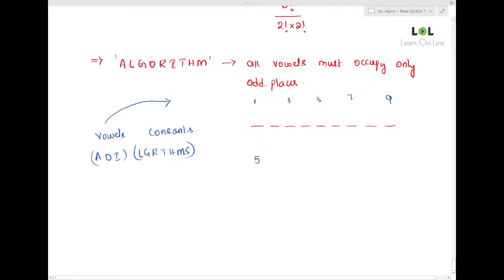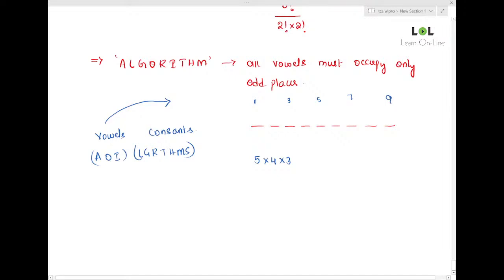When the second vowel goes inside, still there will be 4 places. It can take any of the places: it can be in the first position, third, fifth, seventh, or ninth. We don't know, but it might have taken any one place. So once the first letter is placed, for the second vowel, we will still have how many places? 4 odd places. So it can be arranged in 4 ways. And finally, for the third vowel, there will be 3 places. It can be arranged in 3 ways. But this is not the final answer.